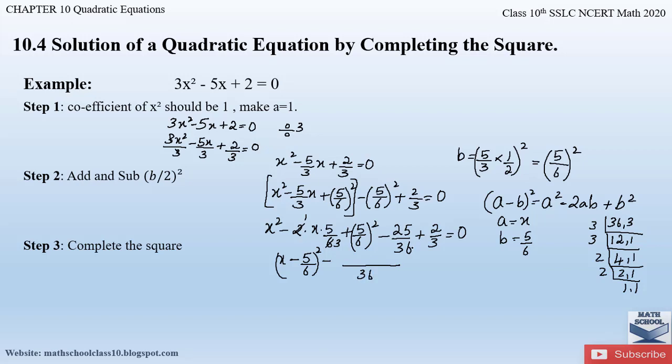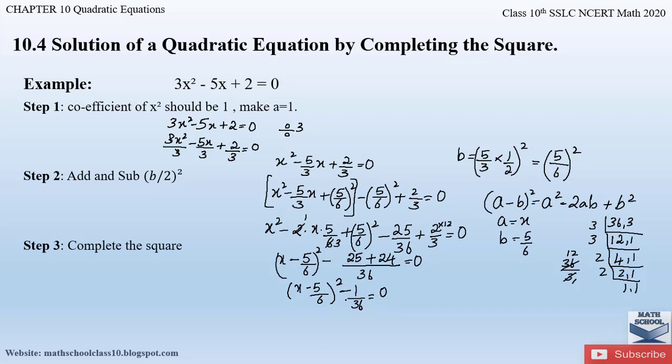So 36 1 time is 36, so we will take 25 1 times is 25, plus 3, how many times is 36? 3 12s are 36. So 2 into 12 gives you 24. Okay, so this is equal to 0. So x minus 5 by 6 the whole square minus, this is minus 25 plus 24. So we have to subtract and take the sign of the greater number. So this is minus 1 divided by 36 is equal to 0.